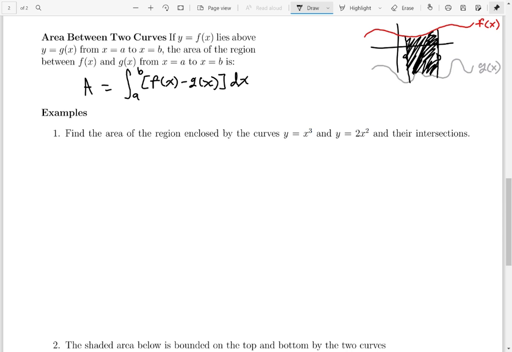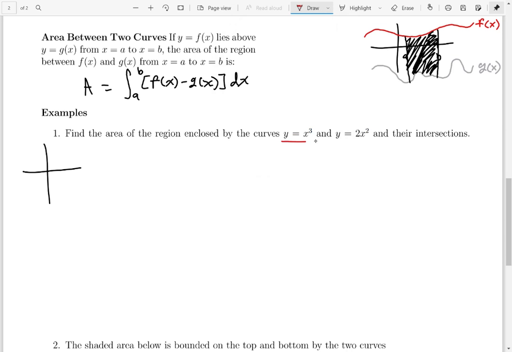Okay. Now, with all this being stated, that does mean that we're going to have to slightly graph every single one of these, at least enough to get the idea of what our functions look like. Okay? And so let's say that I want to find the area of the region enclosed by the curves y equals x cubed and y equals 2x squared. And we're going to have to figure out where they intersect.